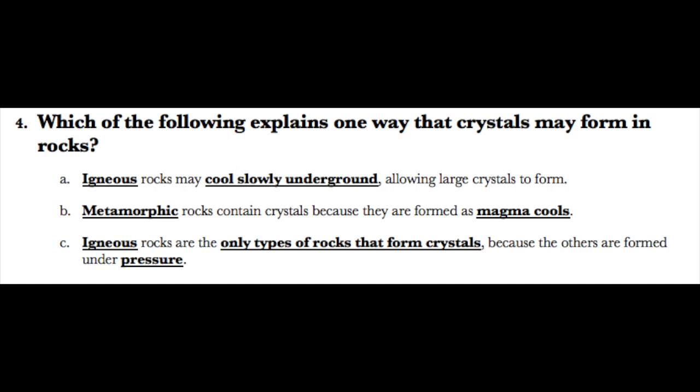Number 4. Which of the following explains one way that crystals may form in rocks? A, igneous rocks may cool slowly underground, allowing large crystals to form. B, metamorphic rocks contain crystals because they are formed as magma cools. C, igneous rocks are the only types of rocks that form crystals because the others are formed under pressure.